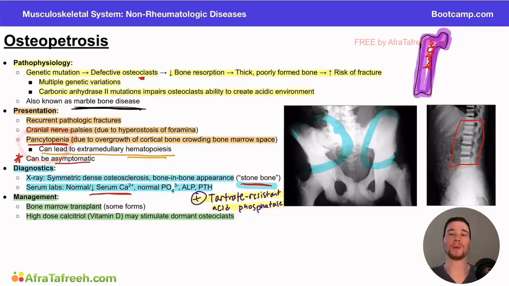So in a younger patient, this might be how it presents. If somebody's a little bit older, let's say it's a teenager, they might present more with the cranial nerve palsies. They might present more with something like hepatosplenomegaly. Why? Because of the extramedullary hematopoiesis. So there's a variety of different ways this can present over time.